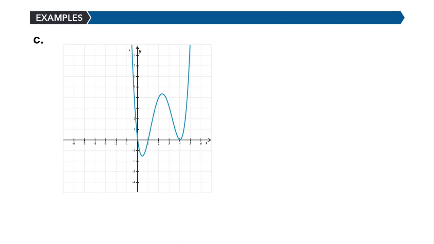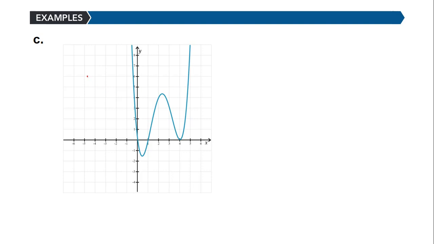So I notice that it's starting up to the left, but then it's coming down through the origin to some minimum point. Then it goes back up through the point (1, 0) to some maximum point between 2 and 3, and then it turns back down and touches the x-axis at (4, 0), and then goes back up. And so I'm wanting to find out, is this a one-to-one function?